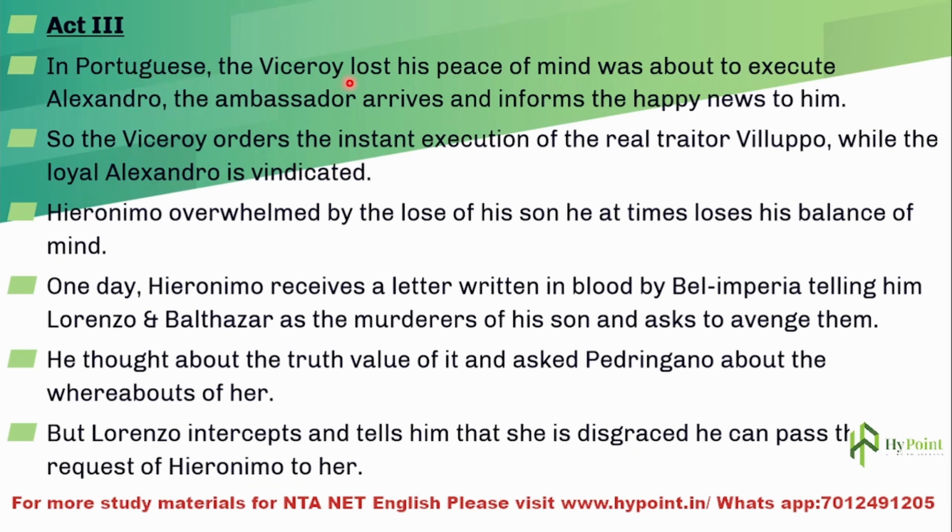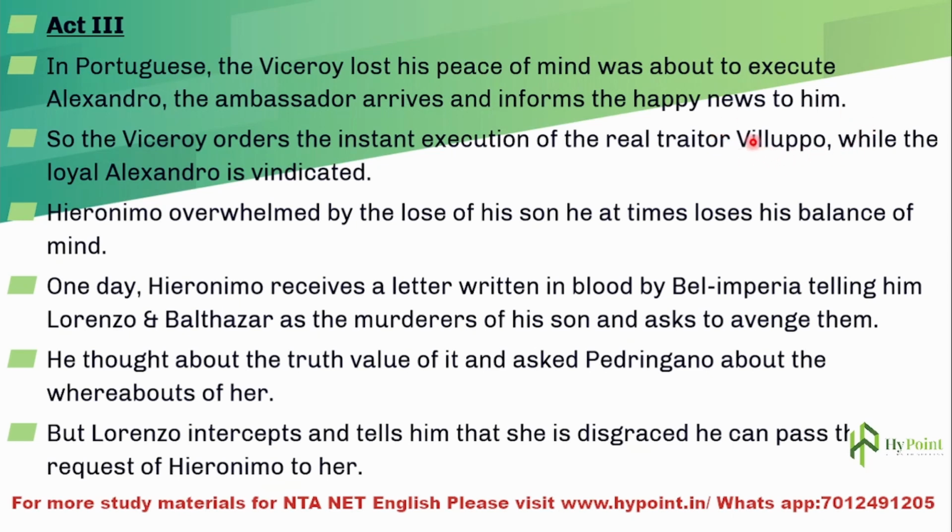The Viceroy has lost his peace of mind, because he didn't get any information about whether Balthasar is alive or dead. So he was about to execute Alexandro, and the ambassador arrives at that point and informs him of the happy news that his son is alive and is treated as a guest in the court of Spain, and he also delivers the happy news of the marriage between Balthasar and Belimperia. So the viceroy orders the instant execution of the real traitor Villuppo.